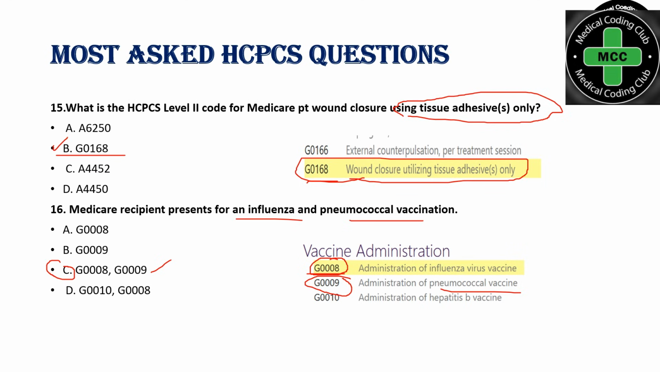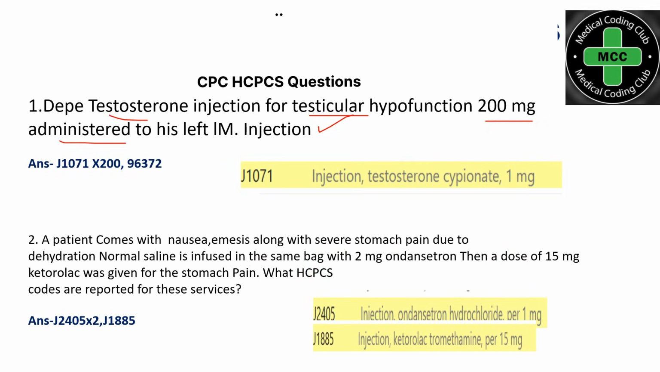They have administered 200 mg of testosterone drug. So whenever you are coding for an injection, first you should check the route of administration.